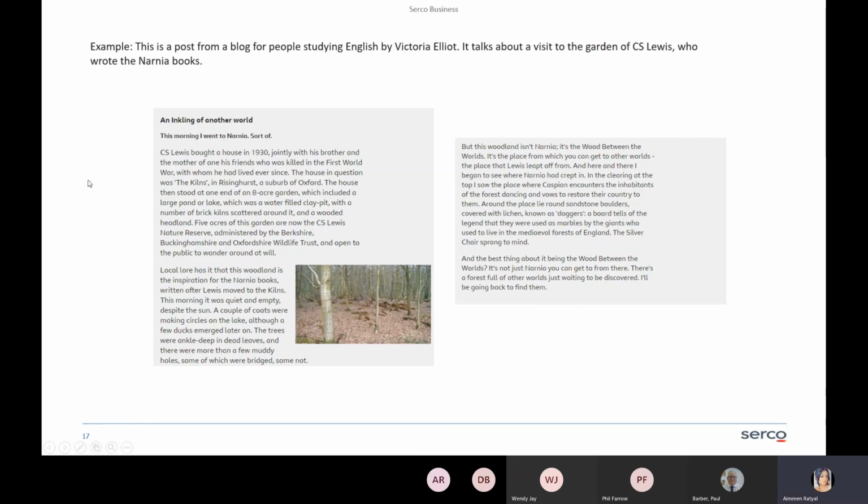An example that I found online is a post from a blog for people studying English by Victoria Elliott. It talks about a visit to the garden of C.S. Lewis, who wrote the Narnia books. Obviously I'm not going to read through this, but that is a typical blog. It has the headline, a subheading underneath it, and then the writing structure. She has 4 paragraphs, and she uses rhetorical questions, talks in first person, and relates back to the actual title of what they're trying to talk about in the blog.